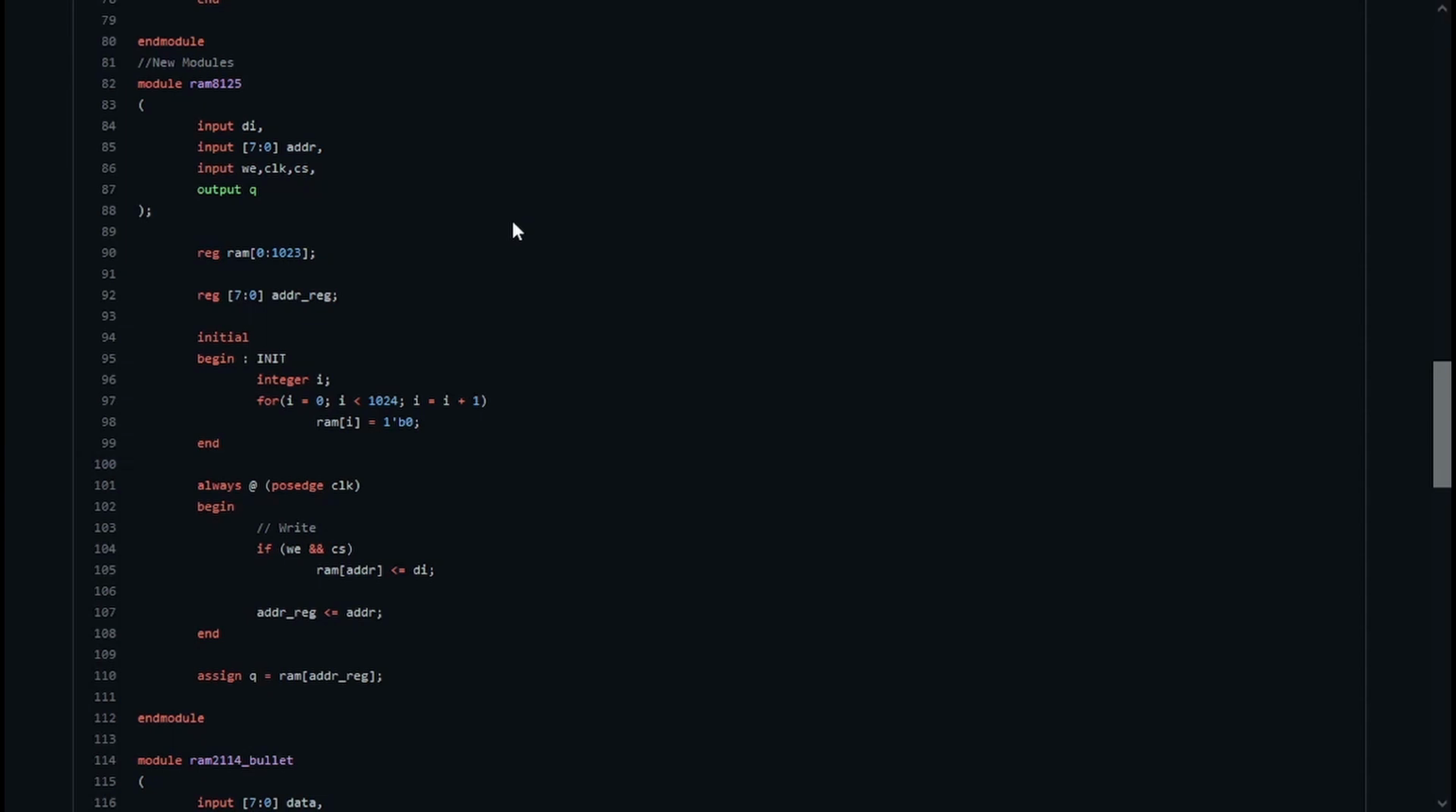And so we've got a 7 down to 0 address, 8 bits wide. The actual chip for the 8125 is bigger than that. It's got more address lines, but we only use 8. It's got one input D in, and it's got an output Q, 1 bit as well.